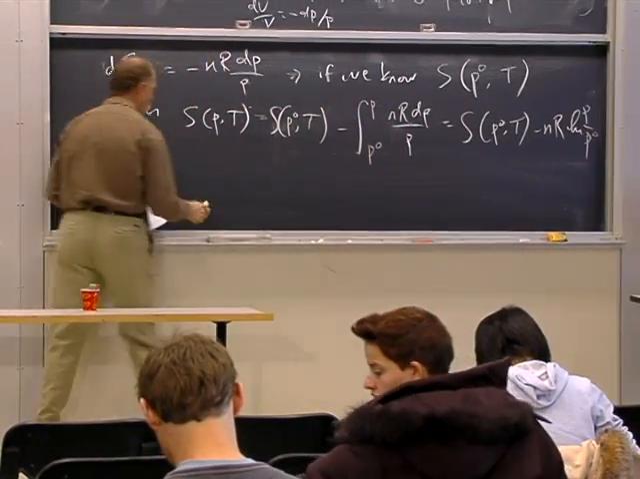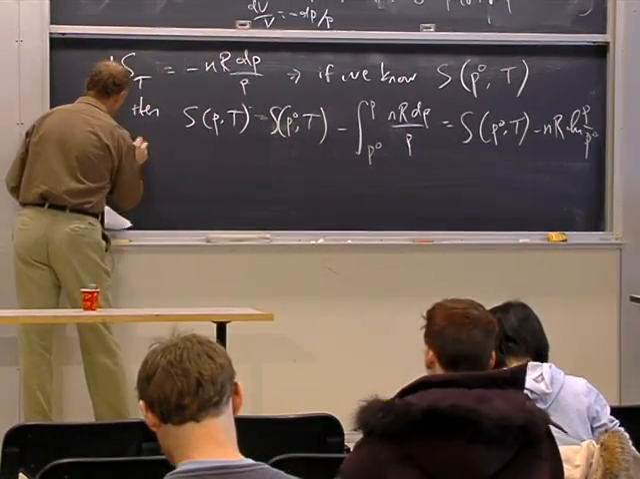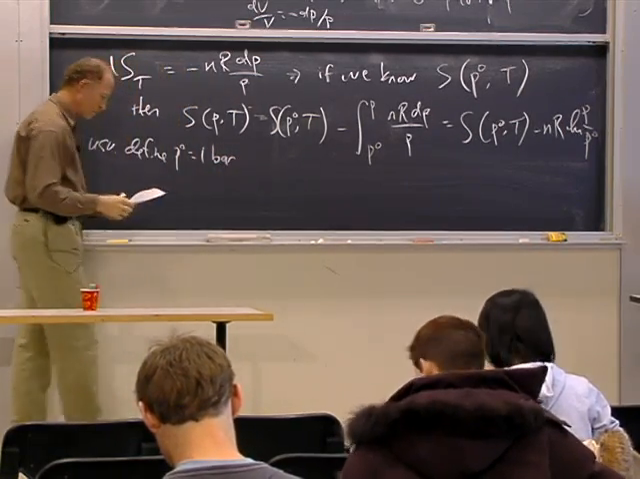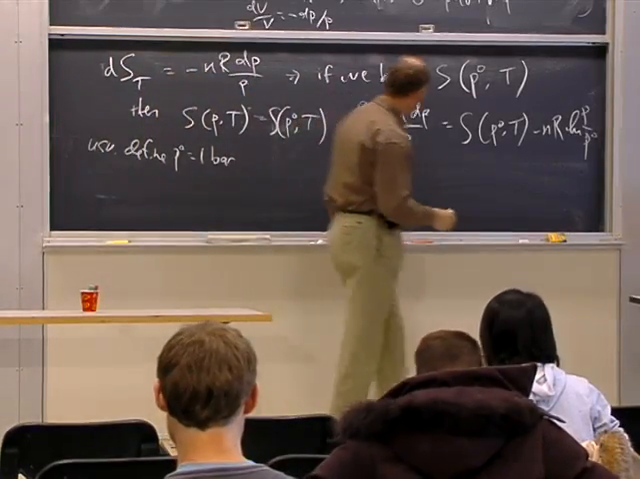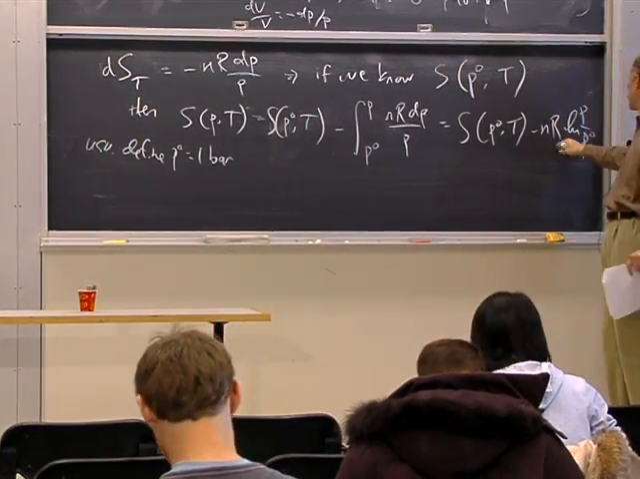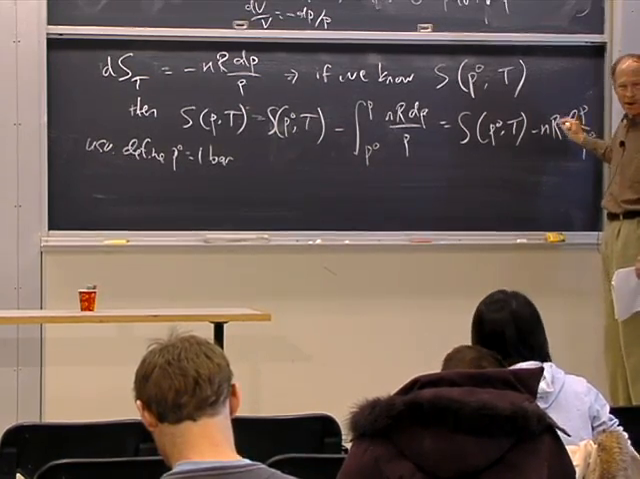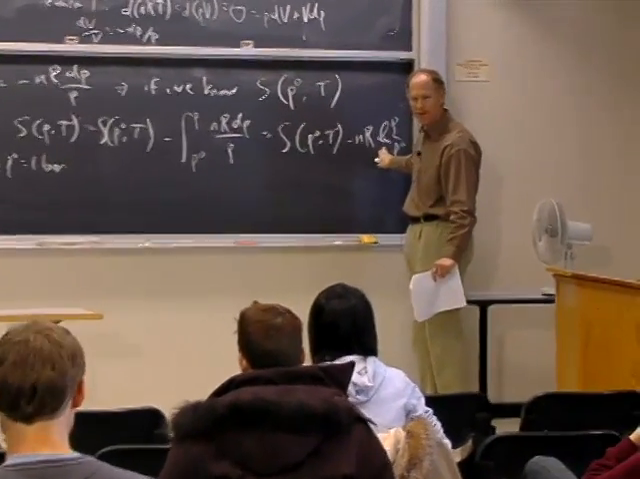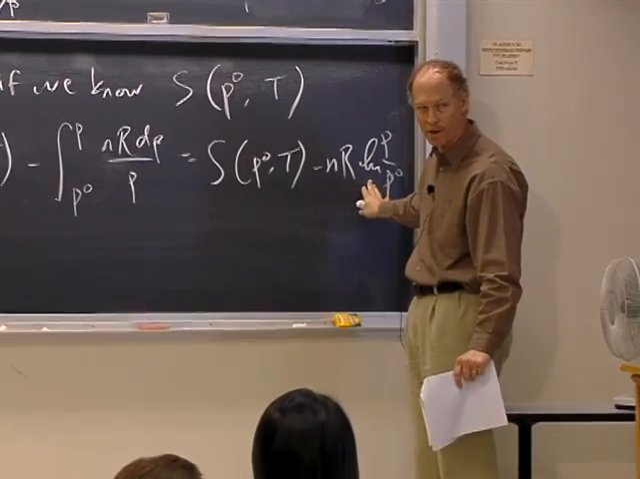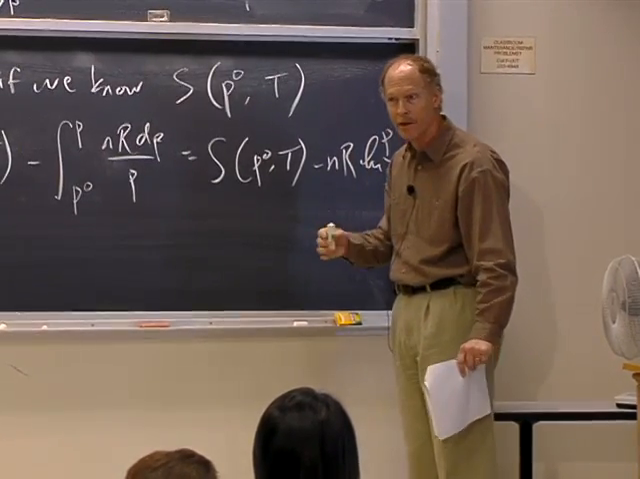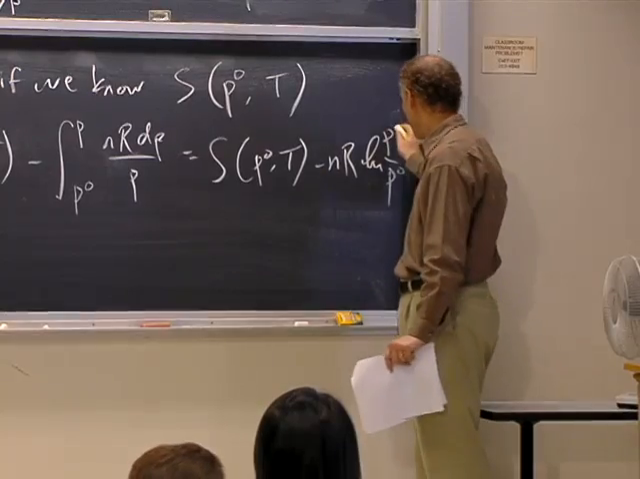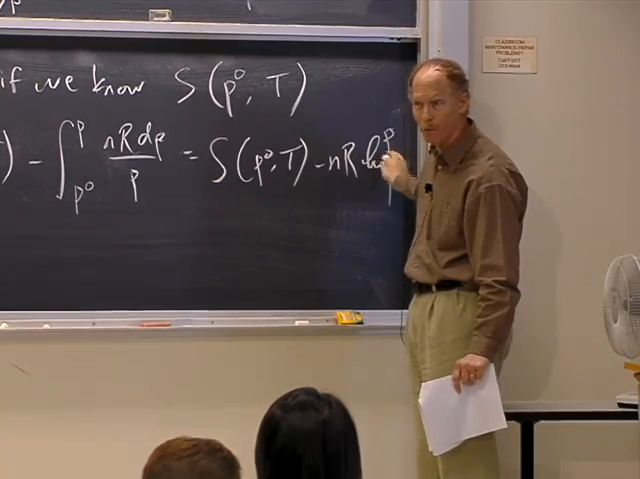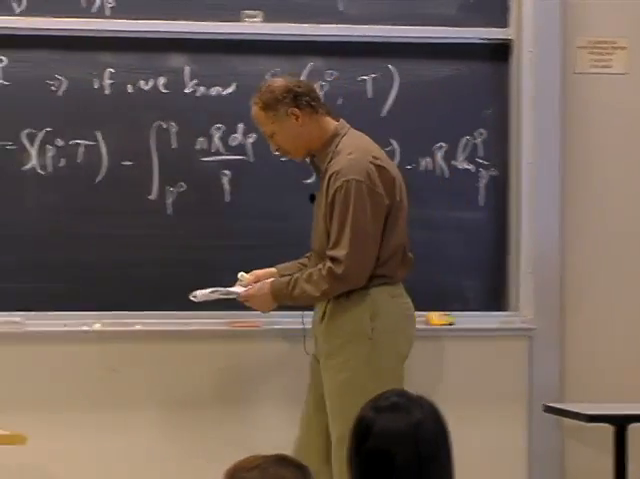Now, normally, we'll define P naught equal to 1 bar. And often you'll see this simply written as nR log P. I don't particularly like to do that because, formally speaking, we're looking at something that has units inside as the argument of the log. Of course, it's understood when you see that, and you're likely to see it in various places, that the quantity P is always supposed to be divided by 1 bar, and the units are then taken care of.